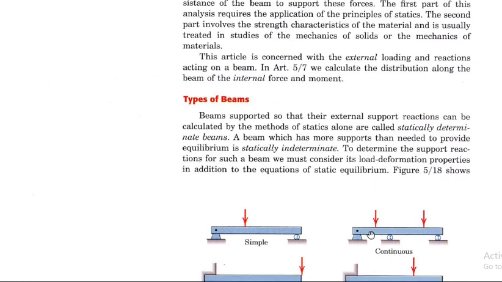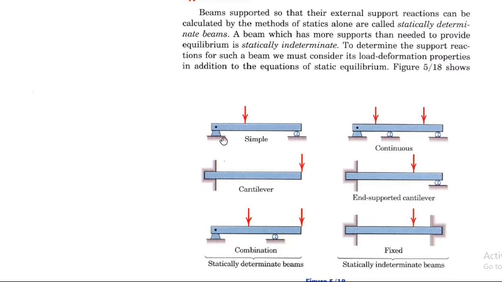And then there are different types of beams. The first one is a simple beam, with one end at a pin joint and the second at a roller support. In the case of a continuous beam, one end is at a pin joint, the second end is at a roller support, and in between there will be more than one roller support.